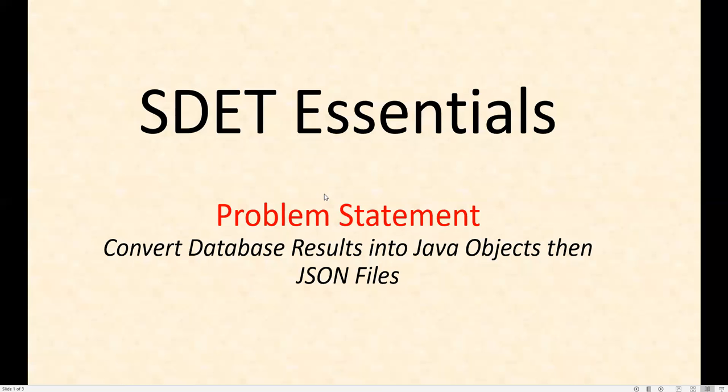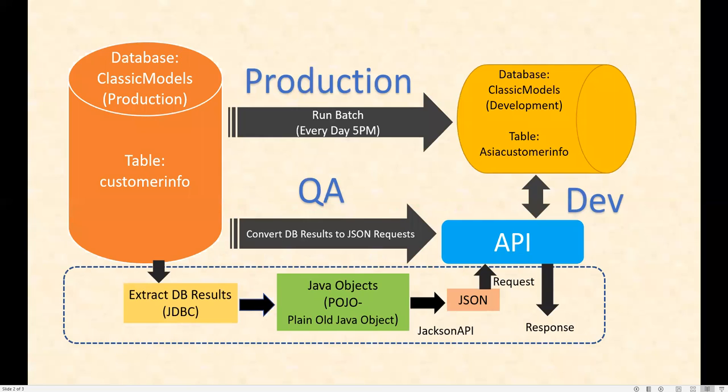So let me just share a small presentation. Here let us understand this particular scenario. In production, I have a database called classic model. This is basically a production database, where I have a table called customer info.